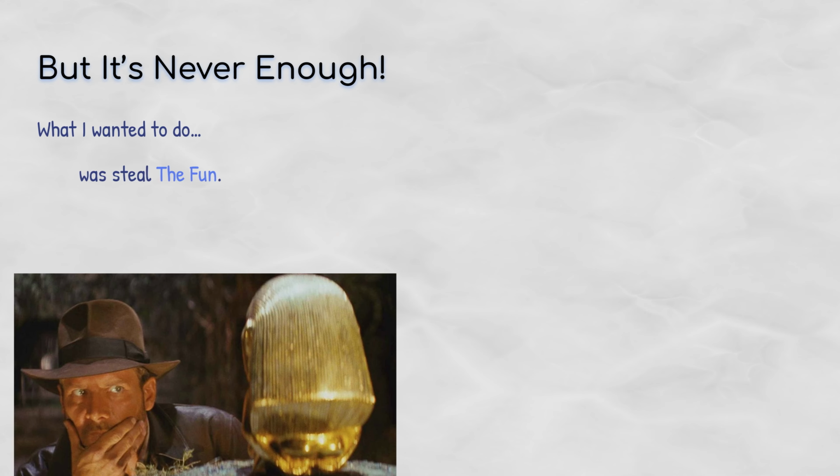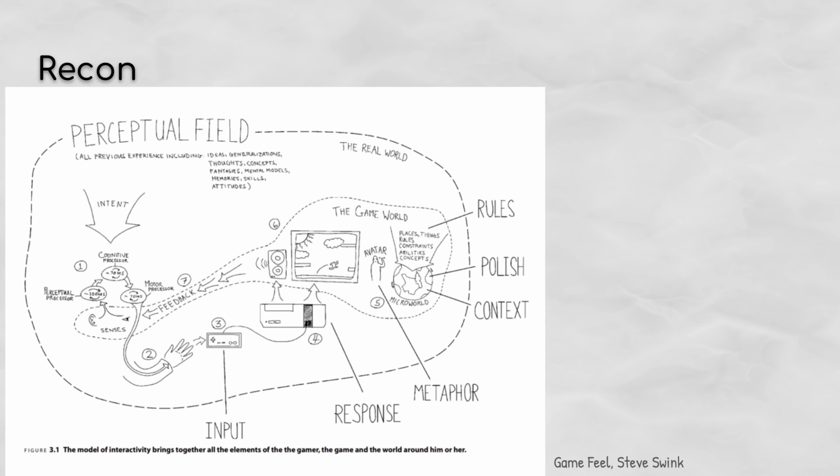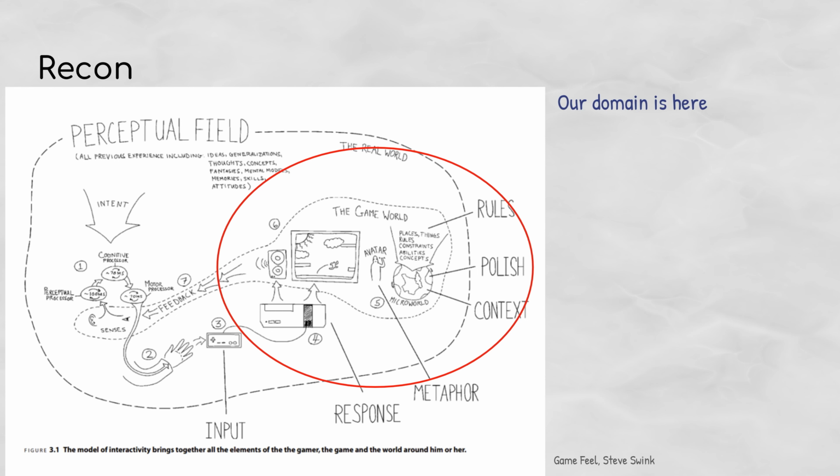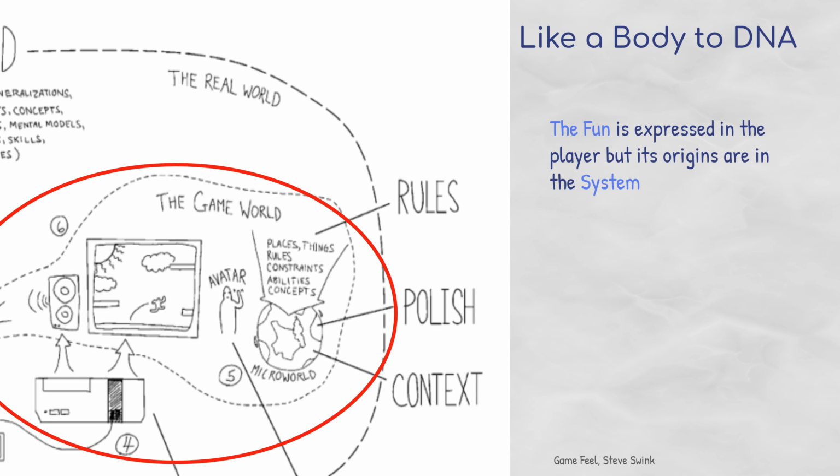So to do this, we have to do a bit of recon. This is the perceptual field, a graphic taken from Game Feel by Steve Swink. It maps the interactive nature between the player and the system. The fun exists in the minds of the players, and we can't really steal that. But our entire working domain is on this side of the graph. Like a body to DNA, the fun is expressed in the player, but its origins are in the system.